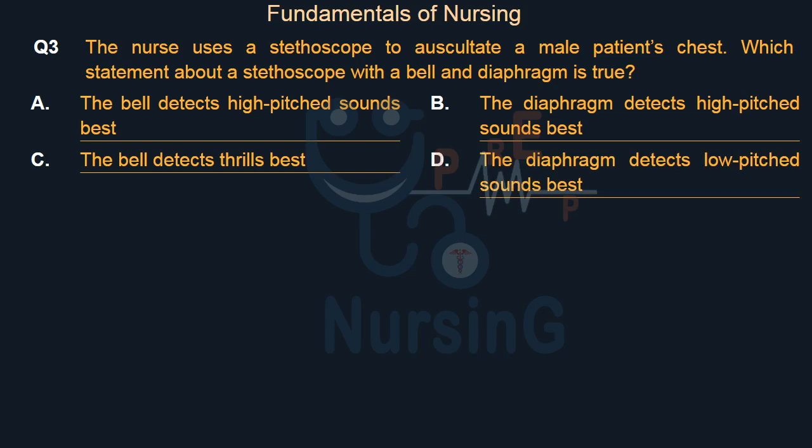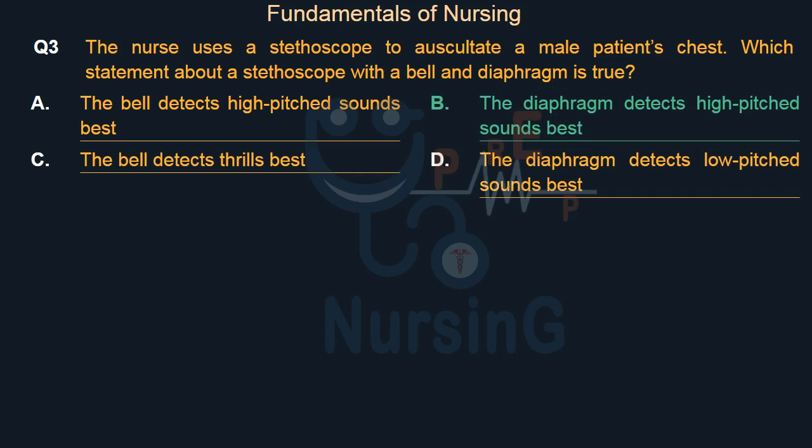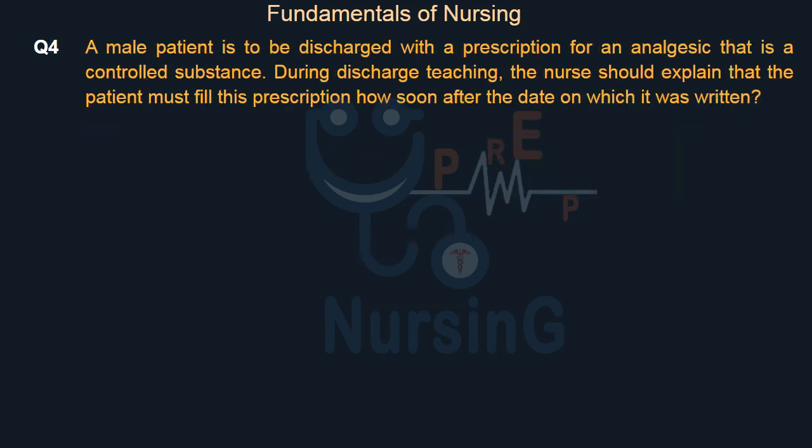Right answer is option B, the diaphragm detects high-pitched sounds best. The diaphragm of a stethoscope detects high-pitched sound best. The bell detects low-pitched sounds best. Palpation detects thrills best.